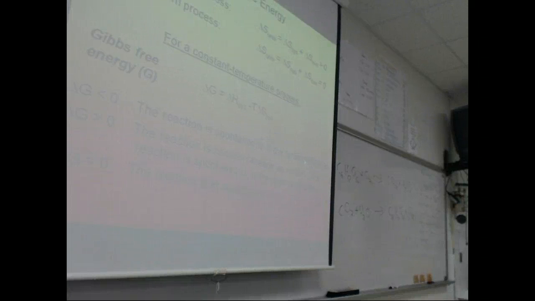If delta G equals 0, then the reaction is at equilibrium. Non-spontaneous is when it's bigger than 0, and spontaneous is when it's less than 0. If delta G is less than 0, it is spontaneous. If delta G is greater than 0, it's not spontaneous. If delta G is 0, you're at equilibrium. So complicated. If you're a little bit above 0, then it's not spontaneous.